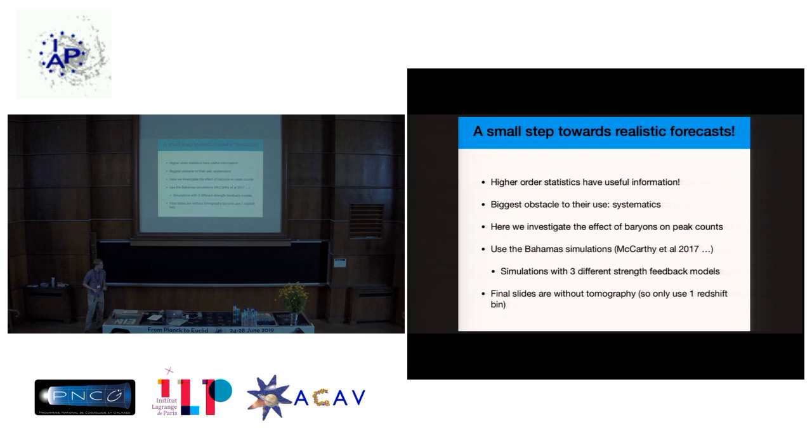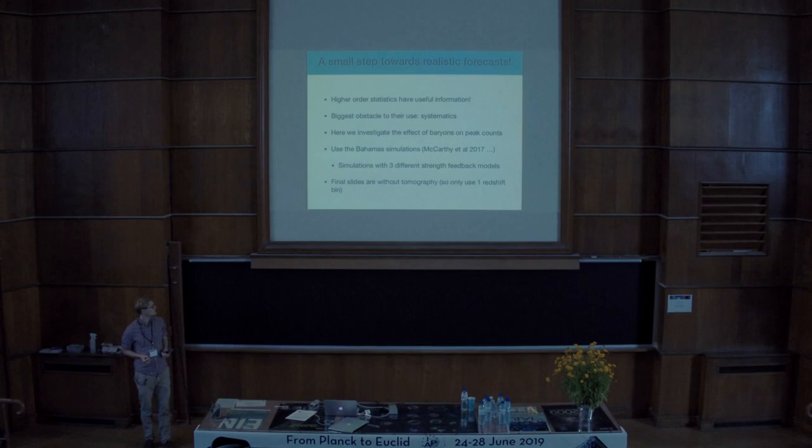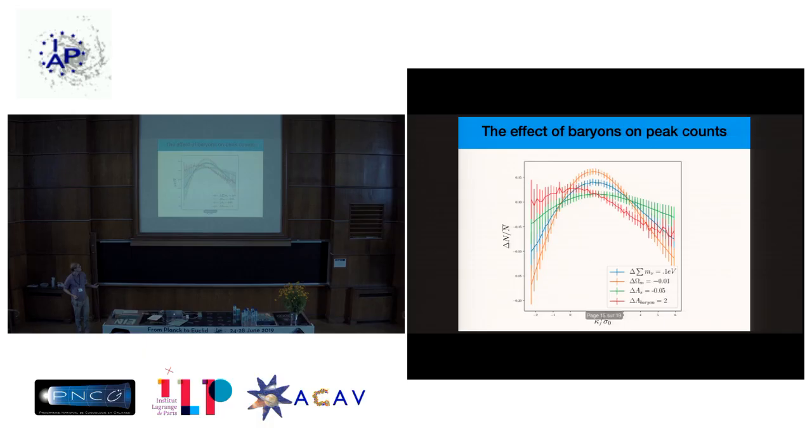In particular, to do this, we've been using the Bahamas simulations that have been run by Ian McCarthy and his collaborators. These simulations have been run with the same initial conditions, in four different types: a dark matter only simulation, and three different feedback levels. They were actually on the graph we saw earlier in that mess of different feedback models. And so the idea of these three different feedback strength models is that we can gauge roughly what are the extreme effects we'd expect on our statistics. At the moment, we only have one redshift for these, so we won't be using tomography as we had before, but instead imagining all of our galaxies are in one redshift bin.